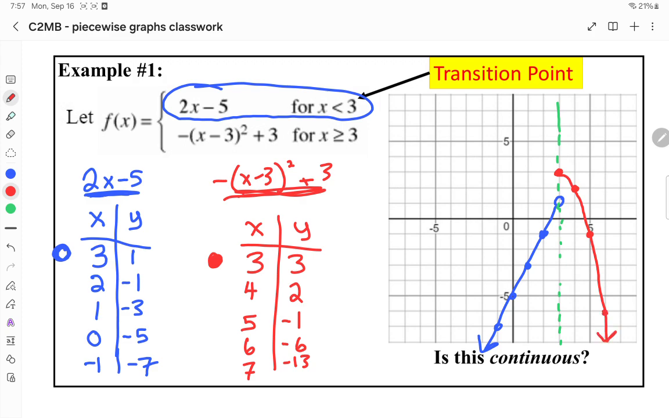And there's our graph. Notice again that green line I drew in, it's kind of like a fence. The graphs do not go across it. They go to it, but they do not cross that line. And this graph is not continuous because I would have to lift up my pencil to draw the entire thing. It does not connect there at that transition point. All right, first graph down.